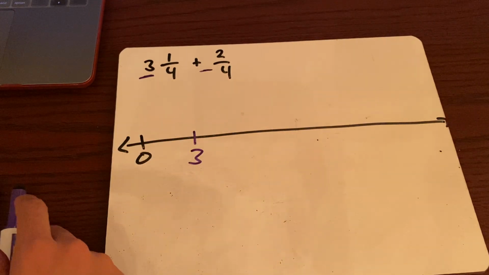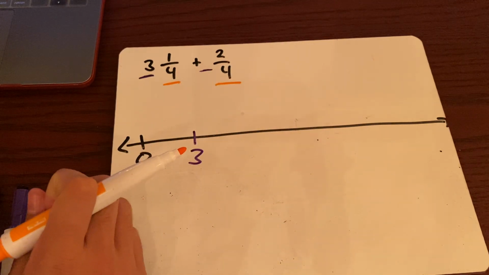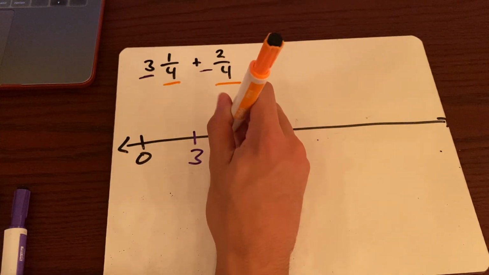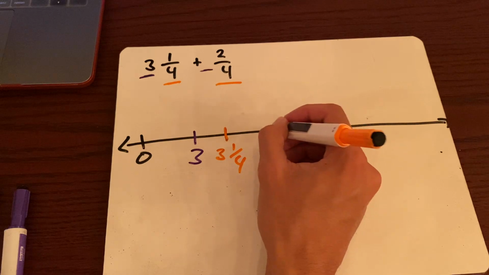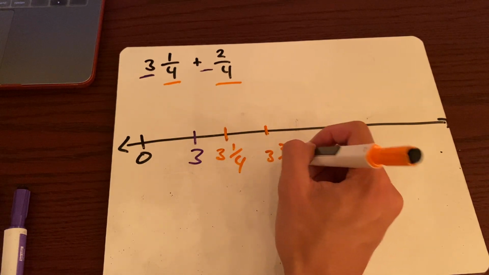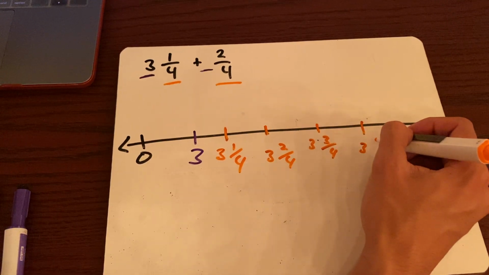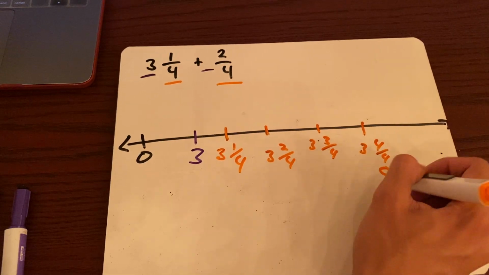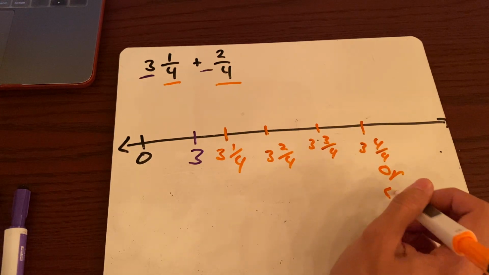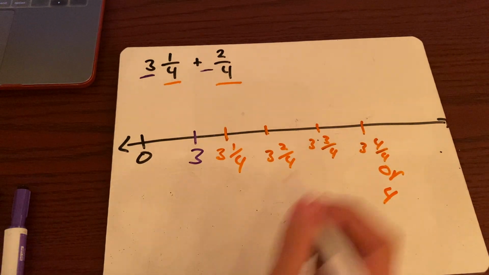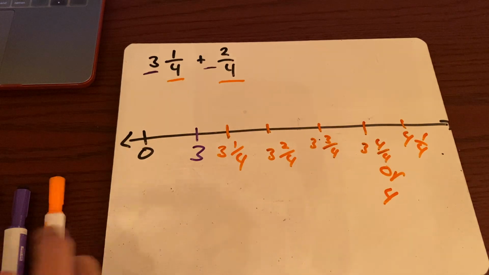So now I can go ahead and add my fractions, 1/4 and 2/4. My first tick mark is 3 wholes and 1/4. This tick mark will be 3 wholes and 2/4. This tick mark will be 3 wholes and 3/4. And this tick mark will be 3 wholes and 4/4. Or remember, 4/4 is 1 whole, so I have 3 wholes and 1 whole. That will just give me 4, okay? And then I can keep going, 4 wholes and 1/4, and so on and so forth, okay?